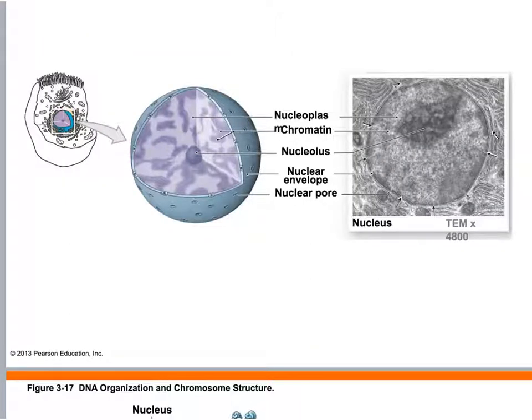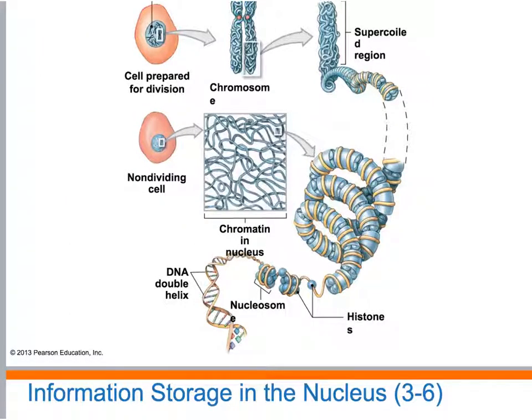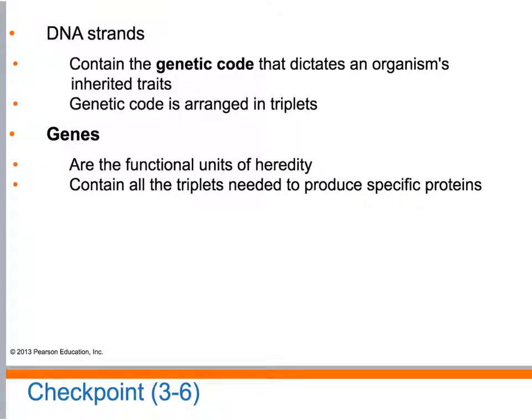Here's an image of the nucleus. This shows you the DNA, the chromosomes, and the nucleus. Remember that the DNA stores the genetic information that dictates an organism's inherited traits. The genetic code is arranged in triplets. Know that for the test. Genes are the functional units of heredity.